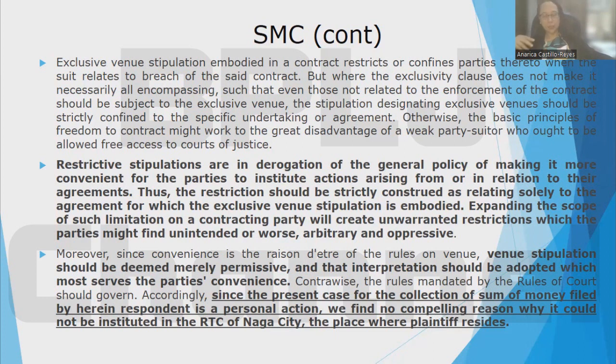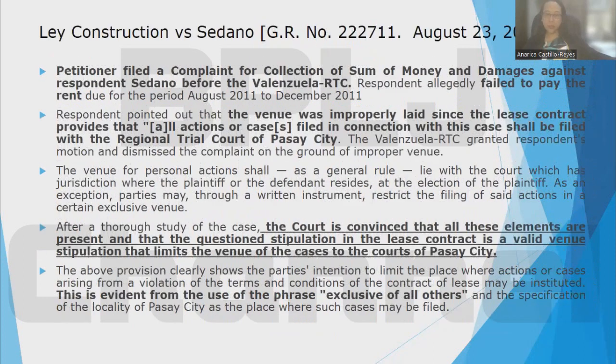So the exclusive venue stipulation should cover only cases filed or arising out of the contract. If it is something which is out of the contract or not encompassed by the contract, the general rules on venue will apply and will not be subjected to the exclusive stipulation on venue.